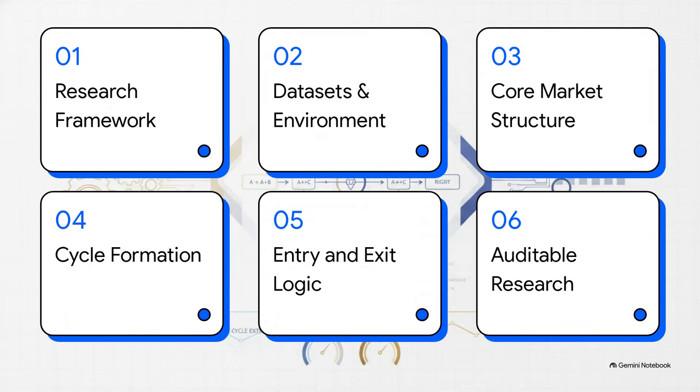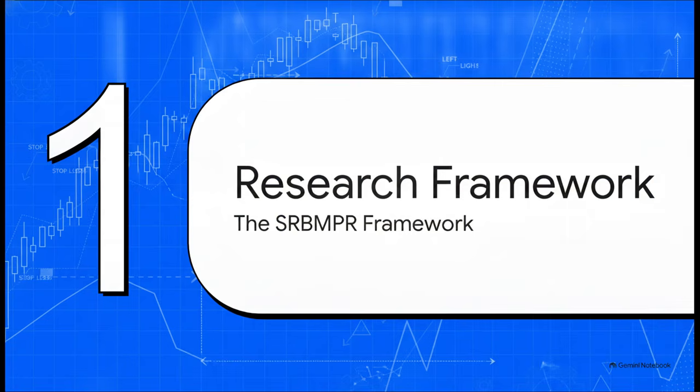Here's our roadmap. We'll start with the SRBMPR research framework. Look at the data sets and test environment, define core market structure, examine cycle formation, break down the entry and exit logic, and finally, discuss the real value of auditable research. Let's kick things off with Section 1, the SRBMPR research framework.